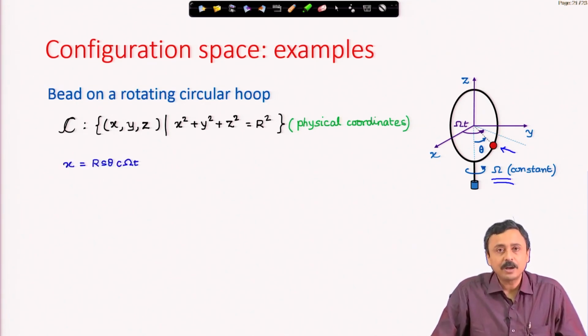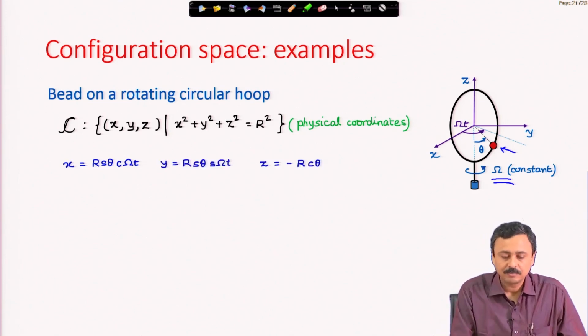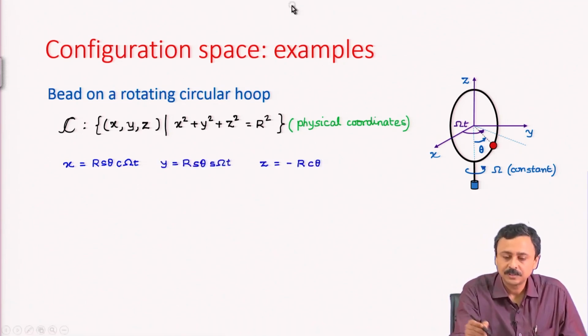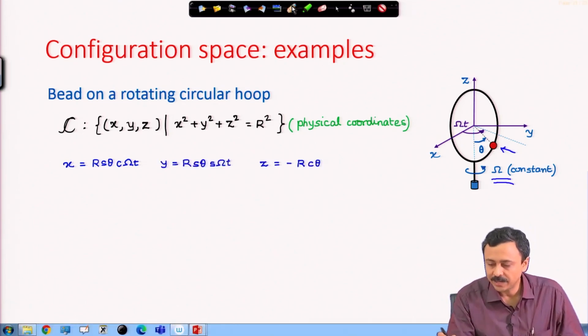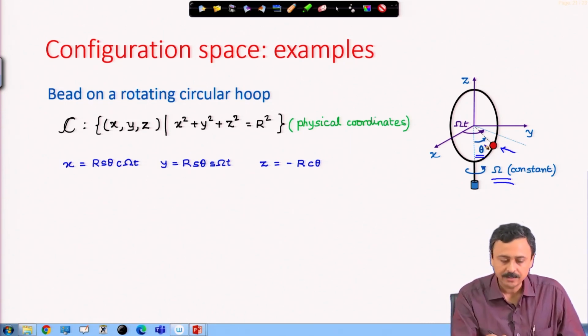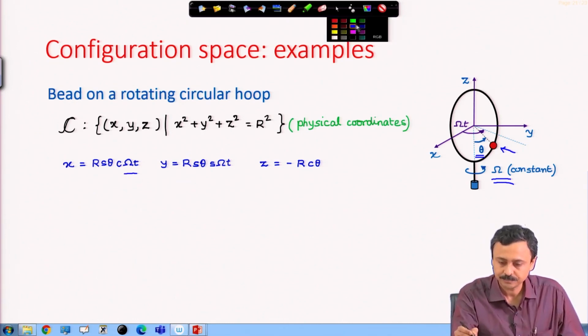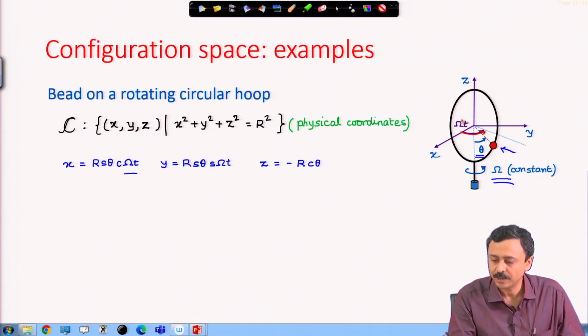X, y, z can be represented like this. What are theta and the other angle, which is omega t? So, theta is this angle being measured from the z axis, and what is omega t? Omega t is the rotation angle. This rotation angle is omega t.